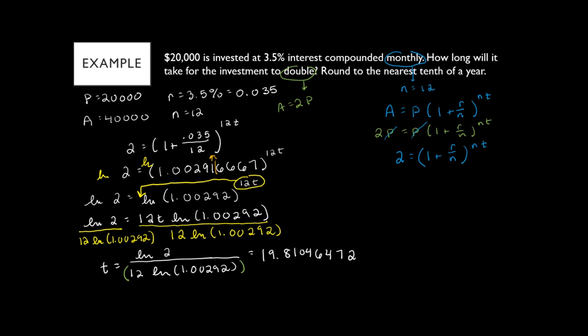If you have your own calculator handy, I would recommend doing this calculation on your calculator to make sure that you're doing it correctly. I typed natural log of 2, then my division symbol, then a parenthesis, 12 times natural log of 1.00292, and then I closed my parenthesis to make sure that the denominator is taken together.